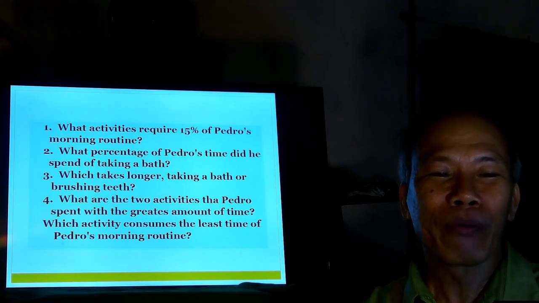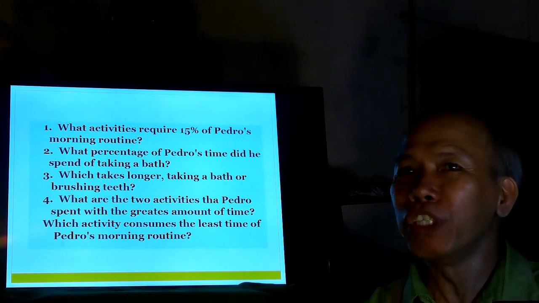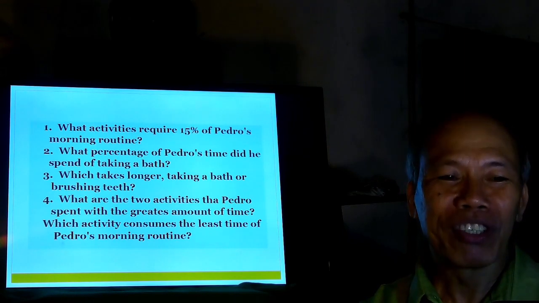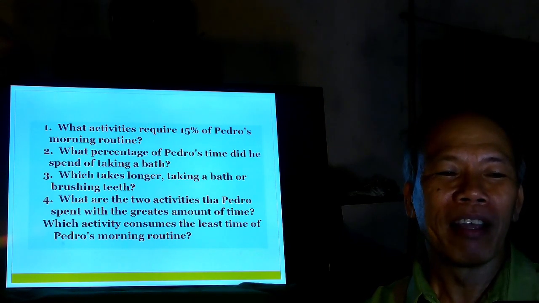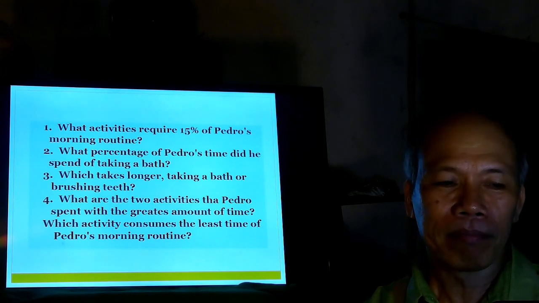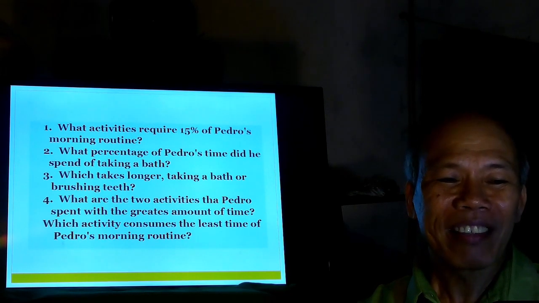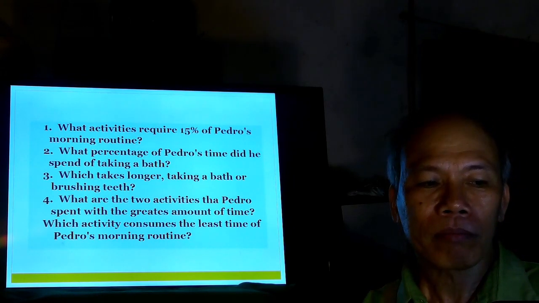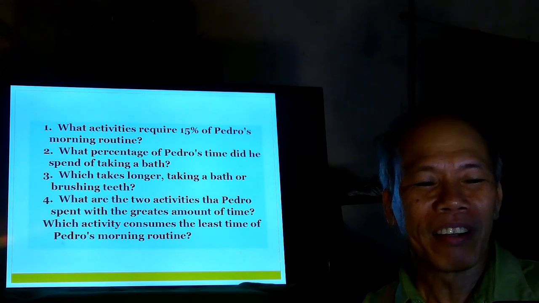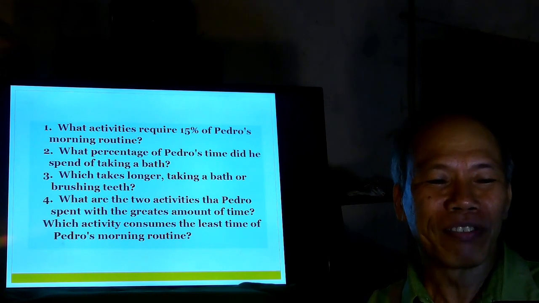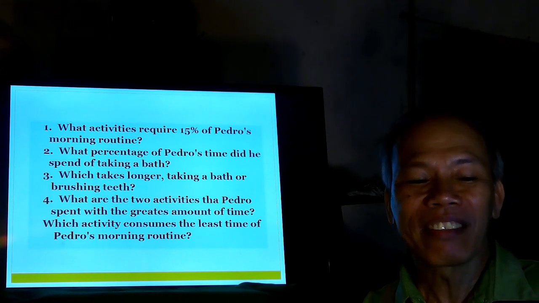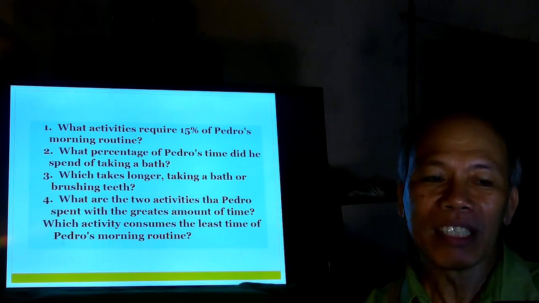What activities require 50% of Pedro's morning routine? What percentage of Pedro's time did he spend taking a bath? Which takes longer, taking a bath or brushing teeth? What are the two activities that Pedro spent with the greatest amount of time? Which activity consumes the least time of Pedro's morning routine?